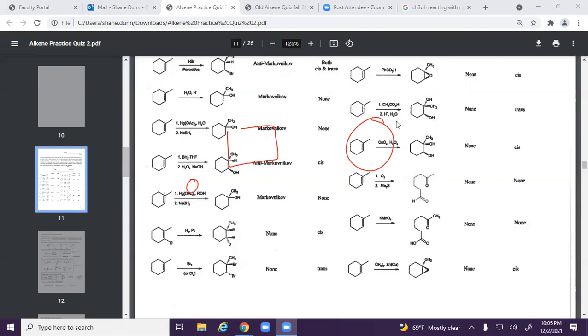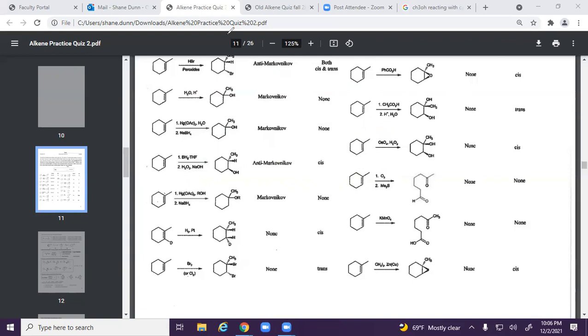All right, they're not really cis or trans, correct? Because they're genetically tri-substituted, and you can have cis and trans with tri-substituted. So they don't help. So just know that guy flips your stereochemistry.